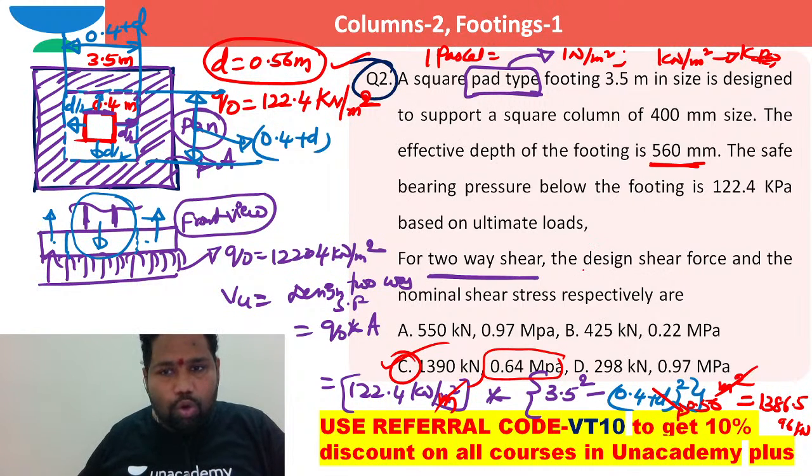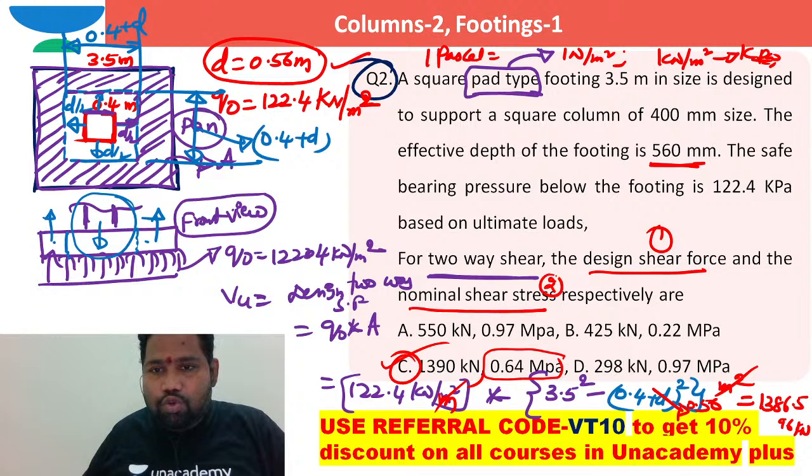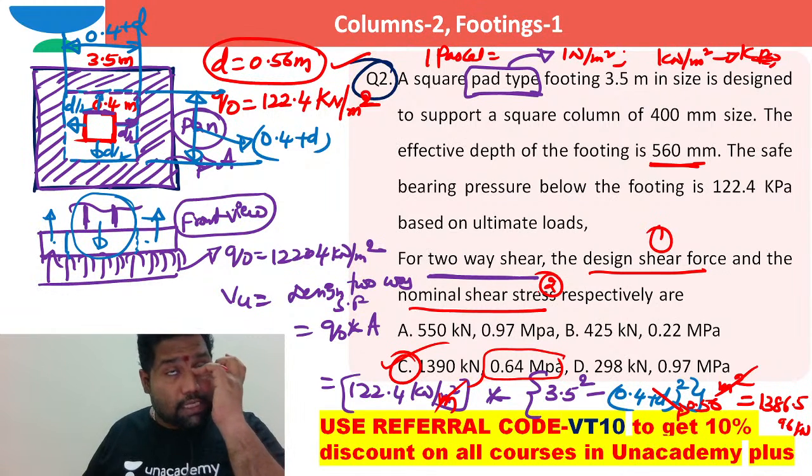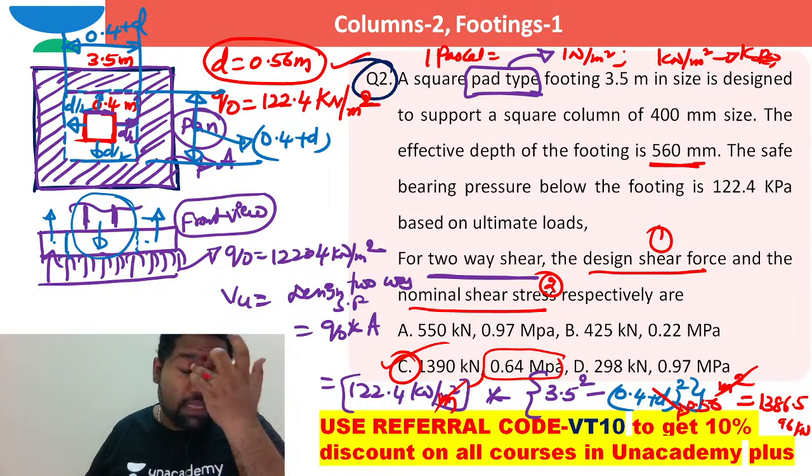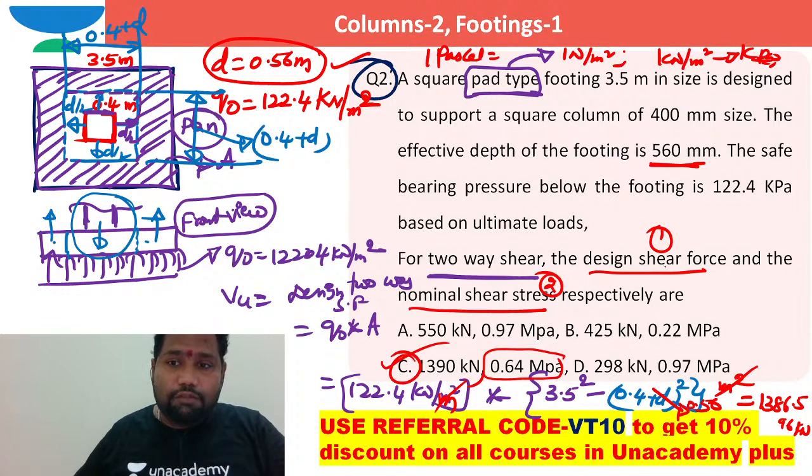There are two questions here. The first question is the design shear force, and the second question is the nominal shear stress. Because of this two-way shear, what is the nominal shear stress, or average two-way shear stress, or punching shear stress that they are expecting? This first answer is over.